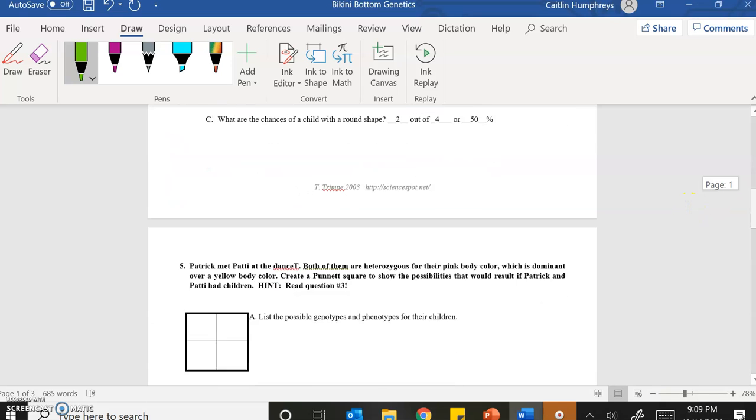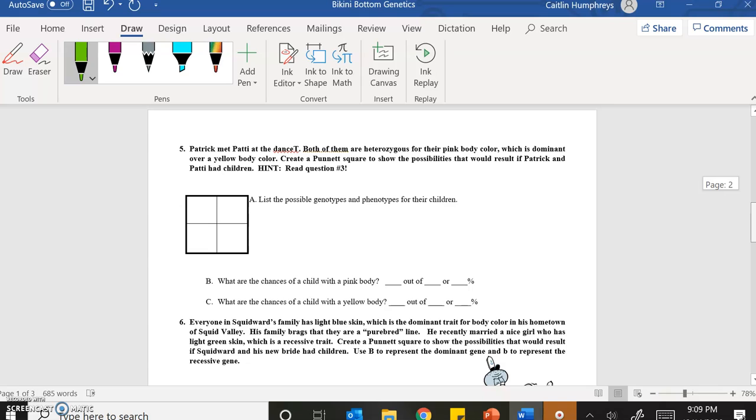Now, number 5 is the same. We have both are heterozygous. So you're using a capital and a lowercase, and their body is pink. So pink is dominant over yellow. All right, do the exact same thing.